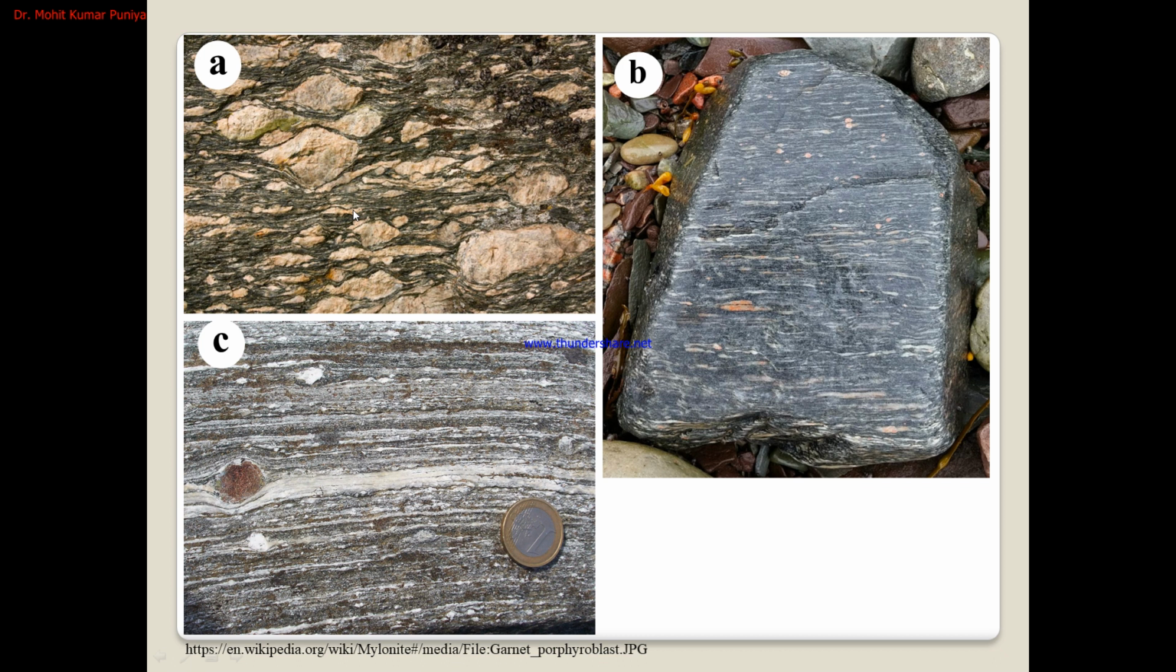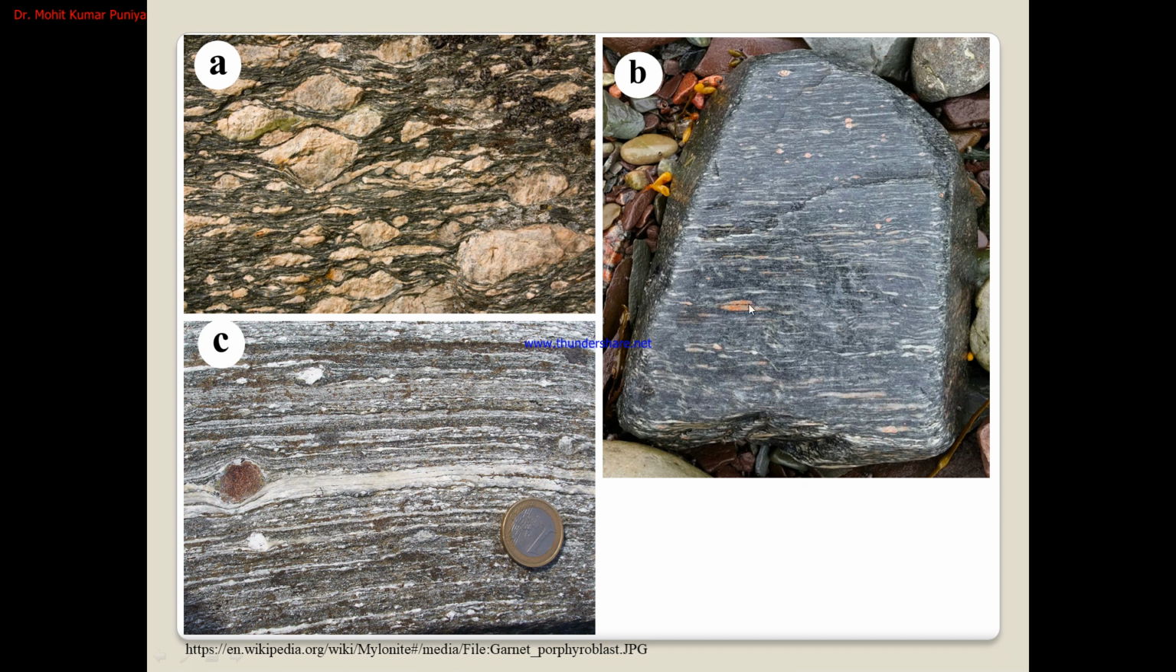Based on this criterion, we can classify mylonitic rock into three categories. The first is ultramylonite, then mylonite and protomylonite. Figure A is protomylonite, where the grain size is large, more than 90%. It decreases towards ultramylonite. This one is mylonite.